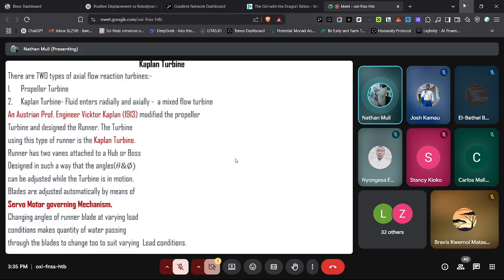Otherwise, let's see how this one works and what computations we can undertake in its design. We have an example: a Kaplan turbine produces 50,000 brake horsepower, brake is B-R-A-K-E, not the other brake, under a head of 20 meters with an overall efficiency of 90%.